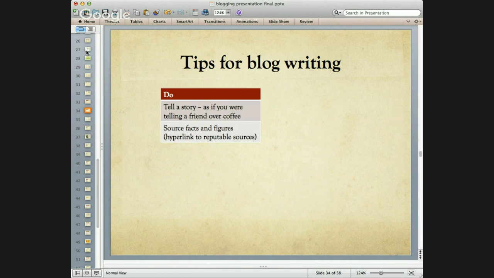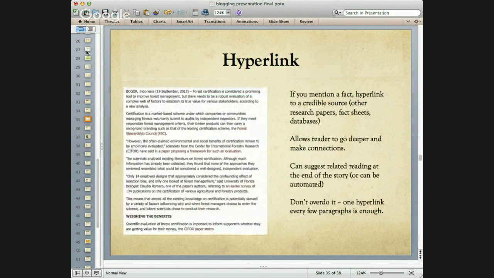Source facts and figures. I referred to this a bit earlier, but this is crucial, and it's something we can't talk about enough and we kind of forget about. If you mention a fact, hyperlink to a credible source. Nowhere is this more important than in science blogging, which is meant to be evidence-based and fact-based. And preferably that source is a research paper or a fact sheet or a database or a credible institution that has that stat. What it also does, not just protecting you, so if someone comes and says that's not the right stat, you can say, well, actually I've hyperlinked to a source that says that.